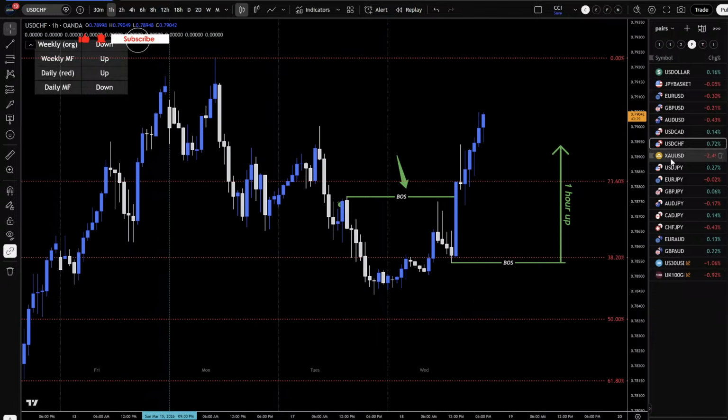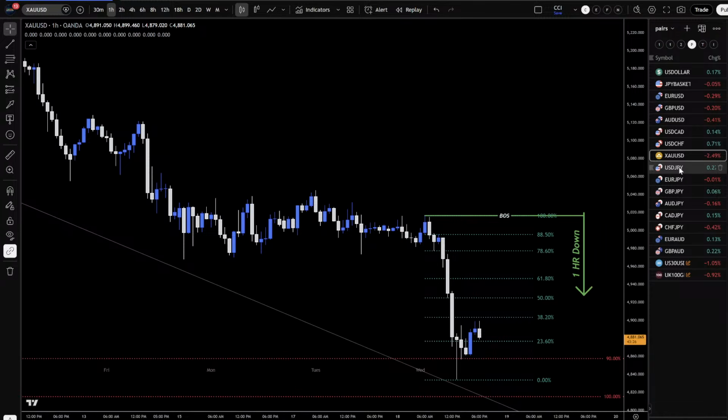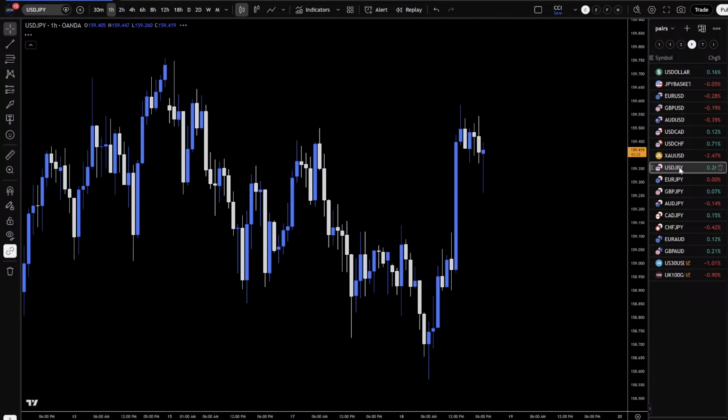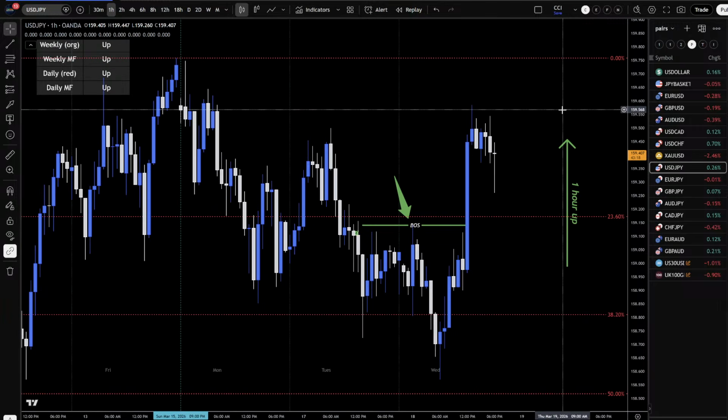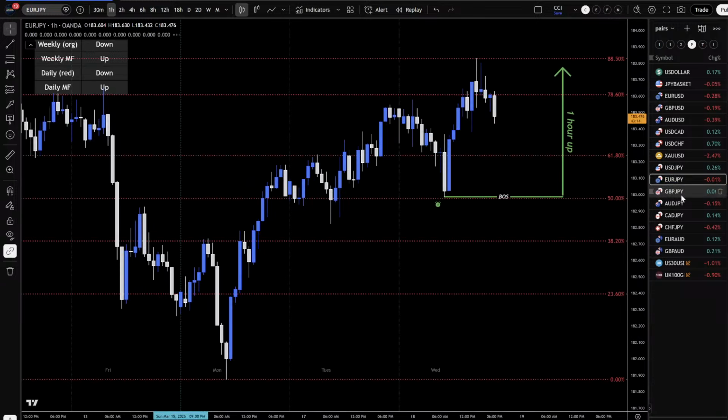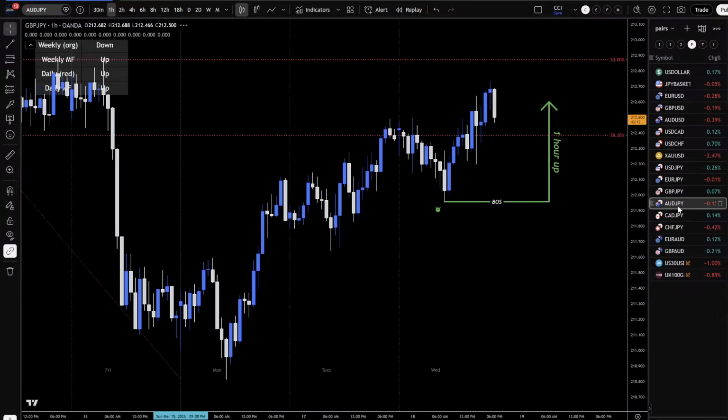US dollar Swiss, man, that would have been the one to get in because we have a weak Swiss and we got a strong dollar. The dollar Swiss definitely would have been the one to potentially take. Yeah, gold, not really doing anything, is it? Dollar yen still fairly bullish for the most part. Yen pairs didn't really do much either. I kind of stayed a little bit out of the market.